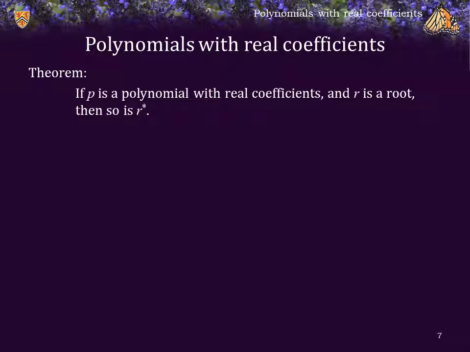So now let's do this as a proof. Theorem. If p is a polynomial with real coefficients and r is a root, then so is the conjugate of r. Proof. Let us assume that if we evaluate p at r, we get the result 0.